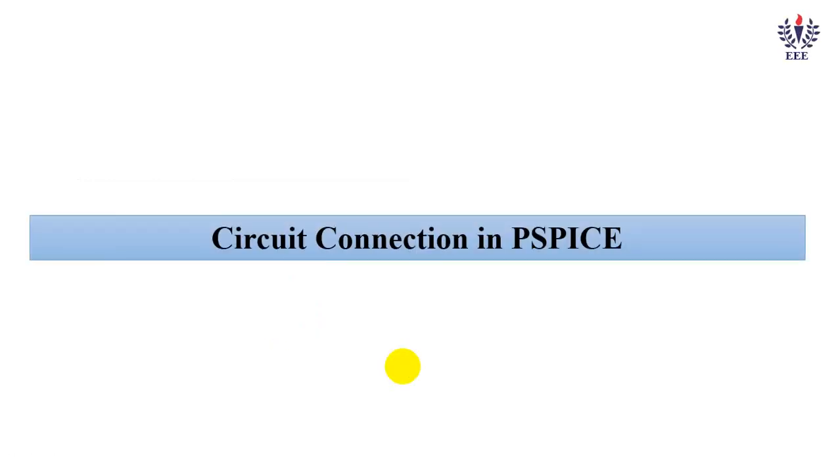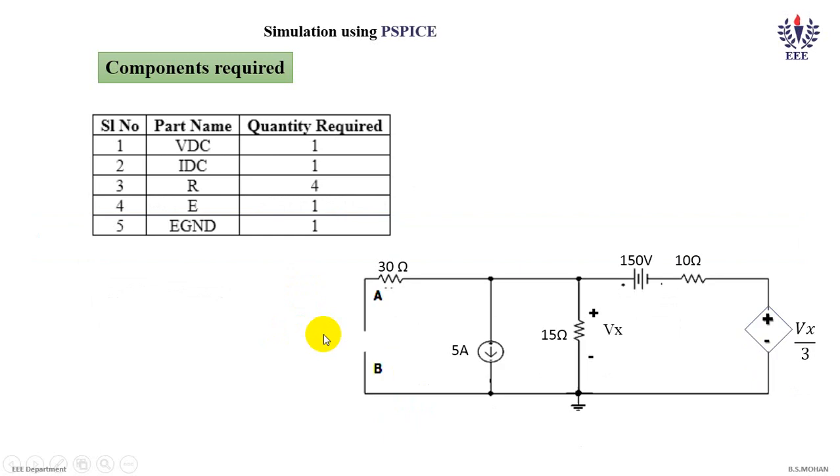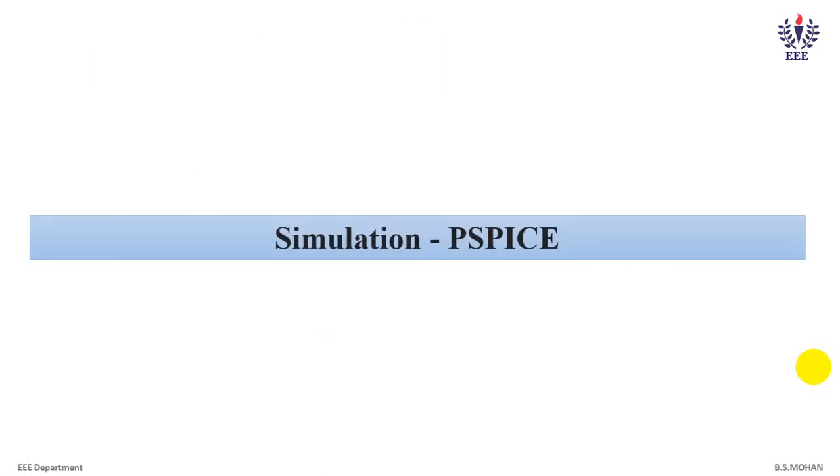So let's see the circuit connection in PSpice. What all components are required? As we can see, we need one VDC, one IDC, 4 resistances, 1, 2, 3, and the load resistance of 10 ohm, one common ground, and one dependent parameter E, which is nothing but a voltage dependent voltage source. Where is the dependent parameter? It is here. And what is the gain? Gain is 1 by 3. We'll see how we substitute the value of gain here and how we simulate. So let's move on to simulation in PSpice.